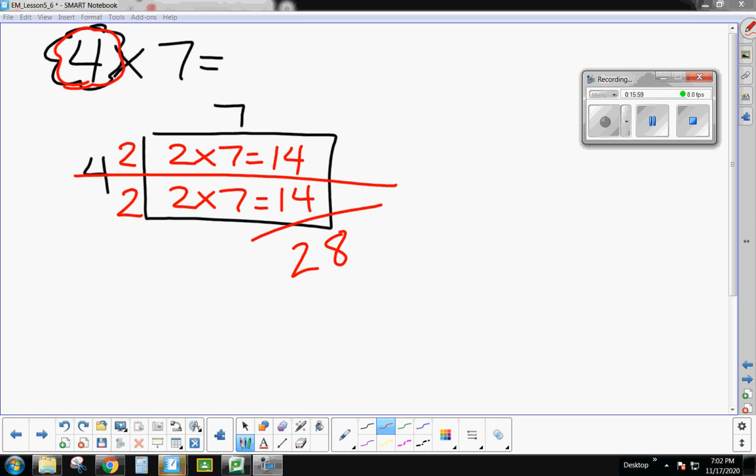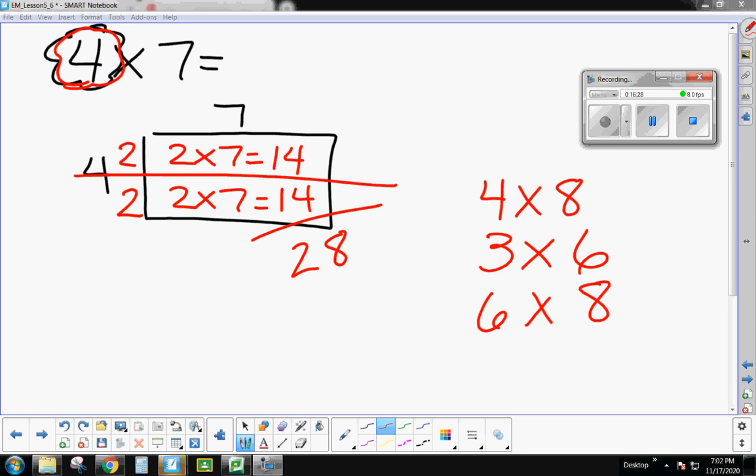You've got 28. All right, so boys and girls, if you are questioning this strategy a little bit, I encourage you to go through and do several problems. Maybe do a 4 times 8, maybe a 3 times 6, maybe a 6 times... let's see, have we done a 6 times 7? Yes, we did a 6 times 7. How about a 6 times 8?